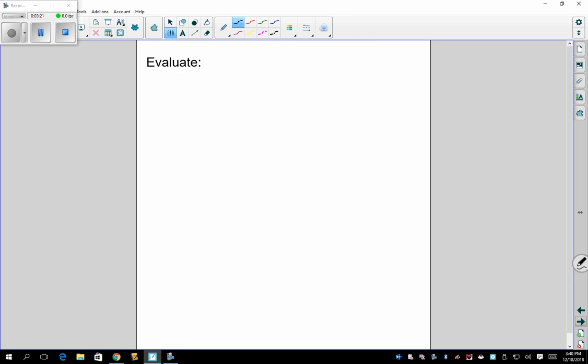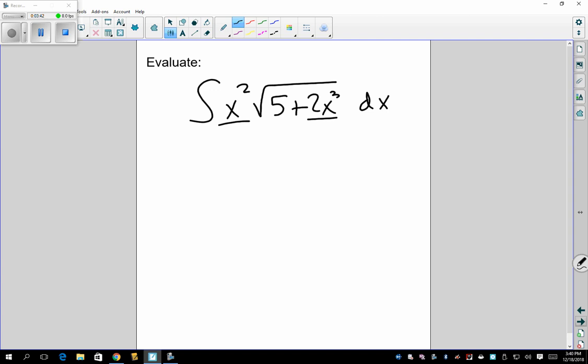Our second function that we're going to be looking at is x squared times the square root of 5 plus 2x cubed dx. If I look at this outside part, x squared, I see that could be the derivative of 2x cubed. And so I pick my u to be the inside, so 5 plus 2x cubed, and my du is going to be the derivative of this. So I take 6x squared dx.